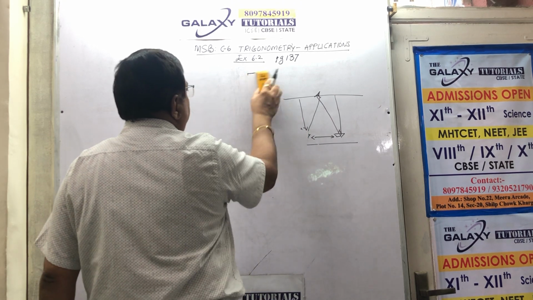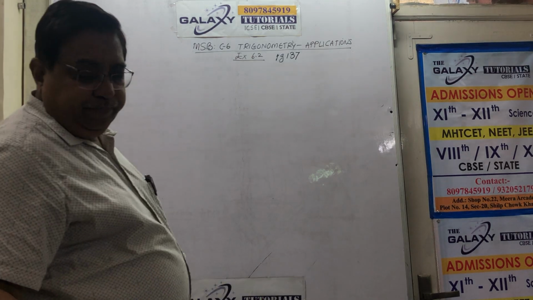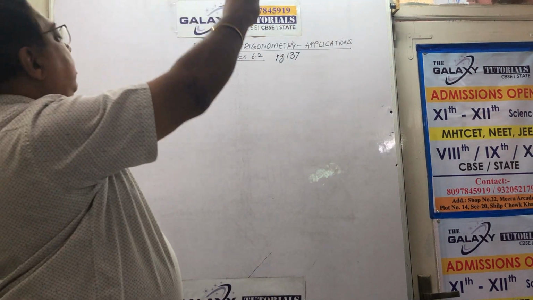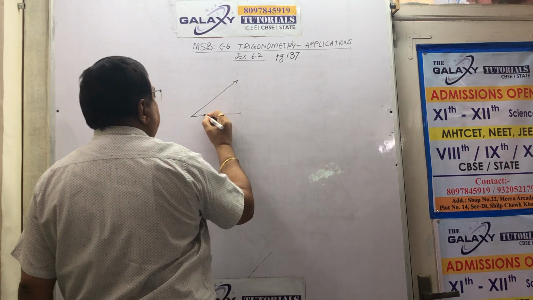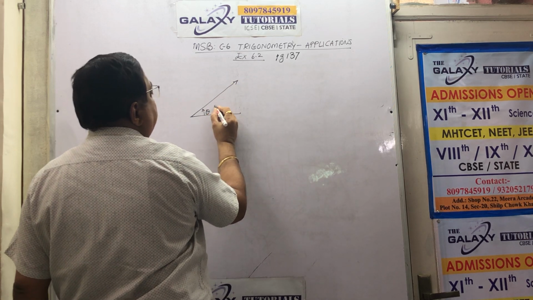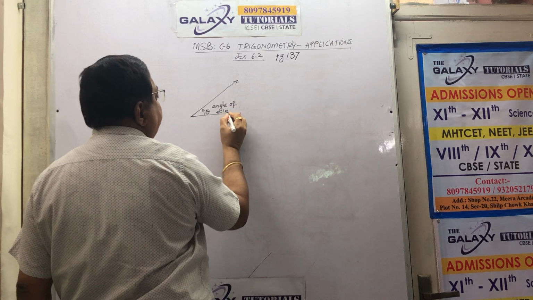First, when I am looking from the ground to the top, I am looking up. So, I am here and I am looking here. This is theta. This is called the angle of elevation.